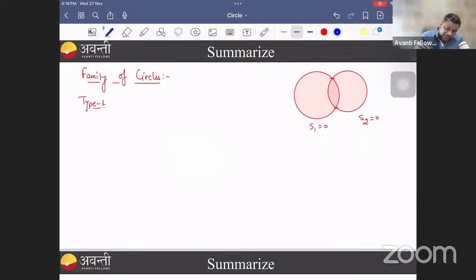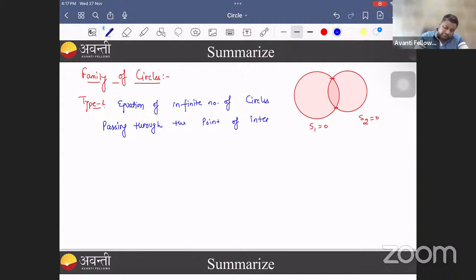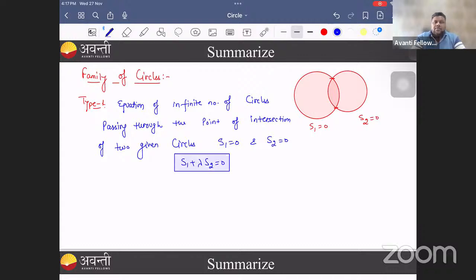Type 1. So type 1 says equation of infinite number of circles passing through the point of intersection of two given circles, S1 equals to 0 and S2 equal to 0 will be S1 plus lambda S2 equal to 0. S1 plus lambda S2 equal to 0.